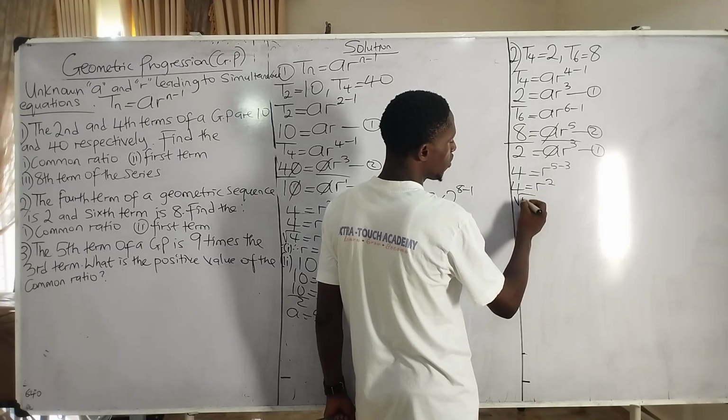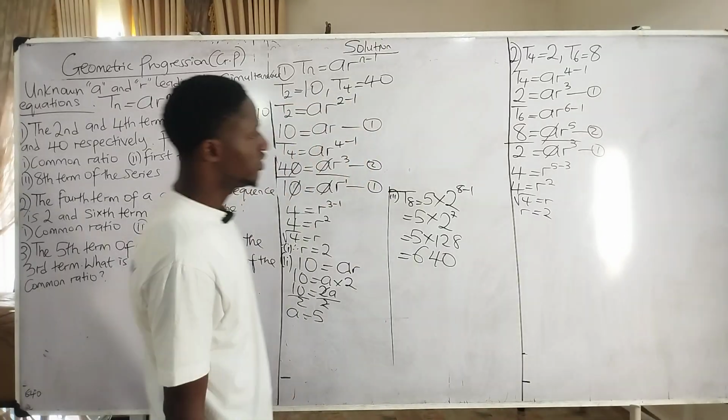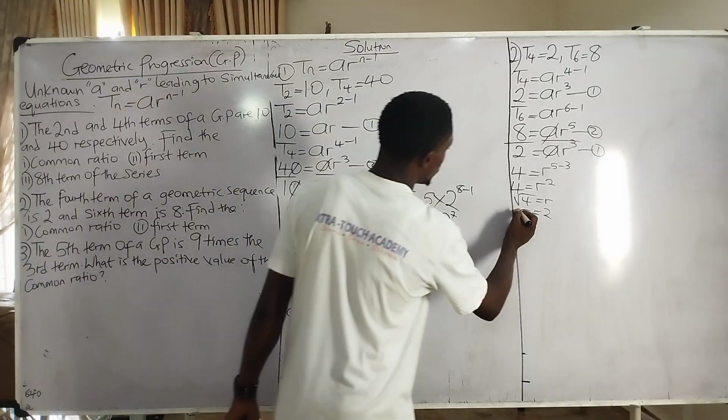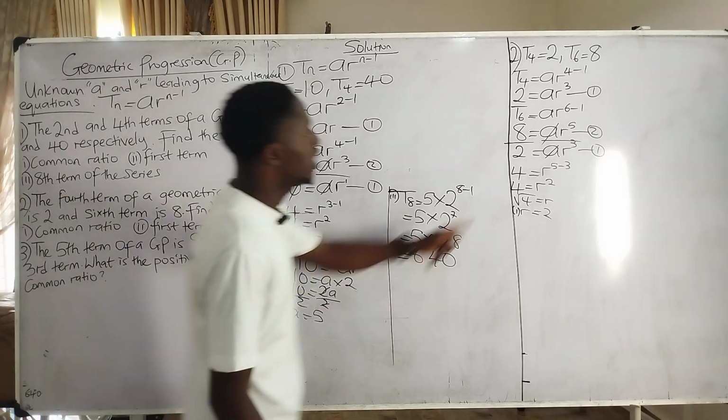Then square root of 4 is equal to R. Our R is 2, as easy as that. So we have gotten the common ratio. The next question is to get the first term. You can use any of these equations.